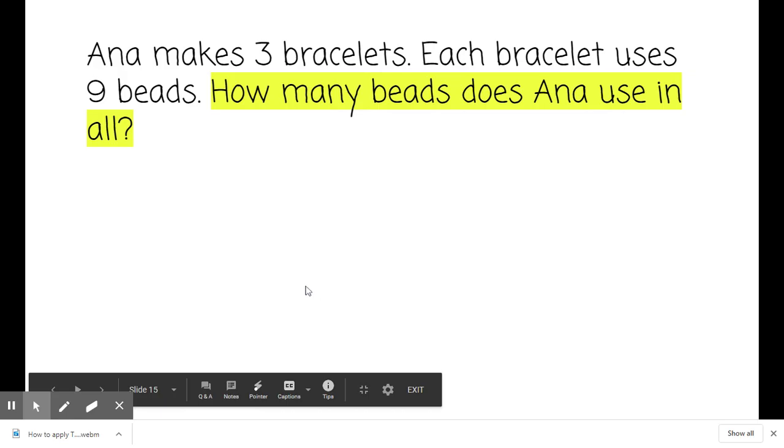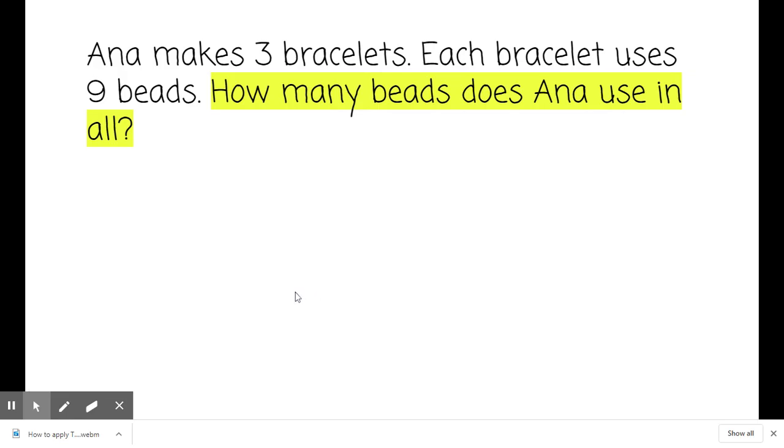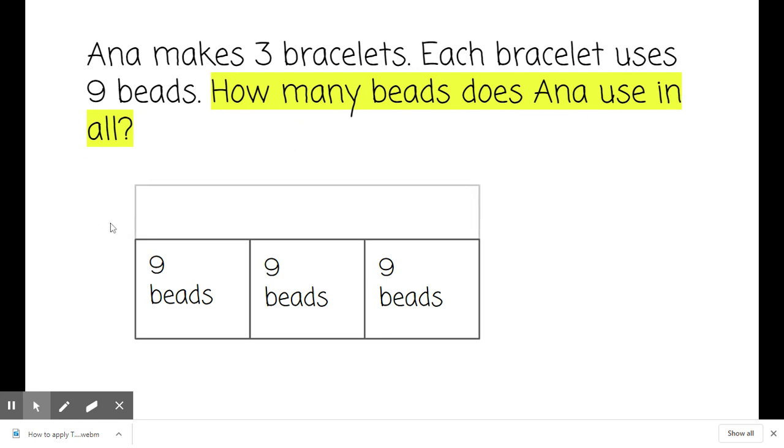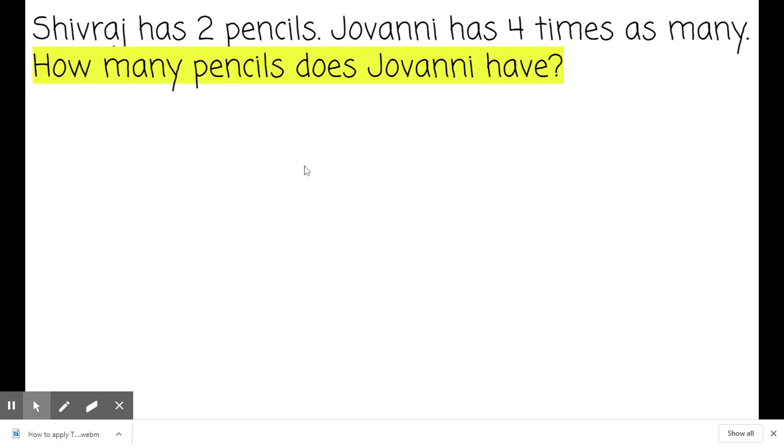Anna makes 3 bracelets. Each bracelet uses 9 beads. How many beads does Anna use in all? So we need 3 bracelets. 1, 2, 3. Each bracelet uses 9 beads. Let's give this one 9, this one 9, and this one 9. In all is our whole. Our whole is going to be 9 plus 9 plus 9, which is 27. Or we can do 3 times 9, which is also 27.